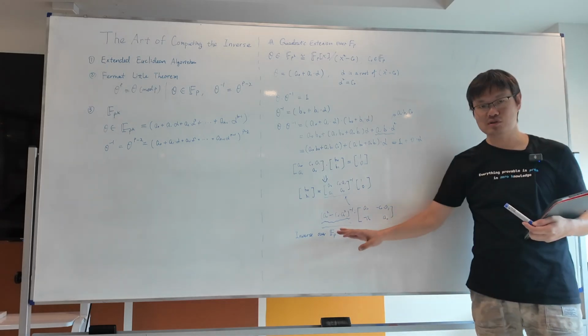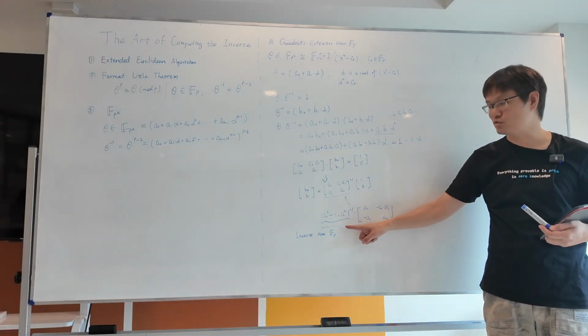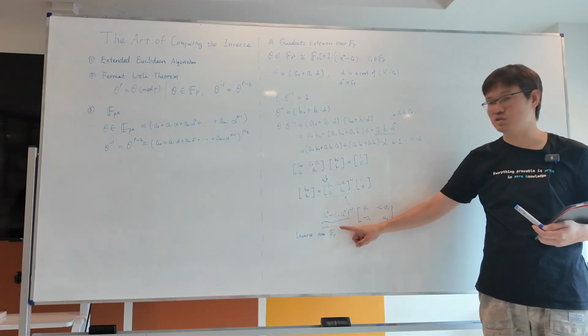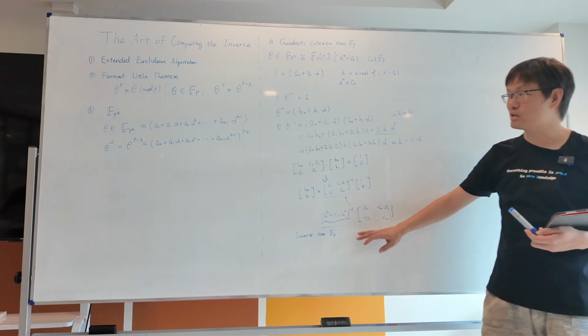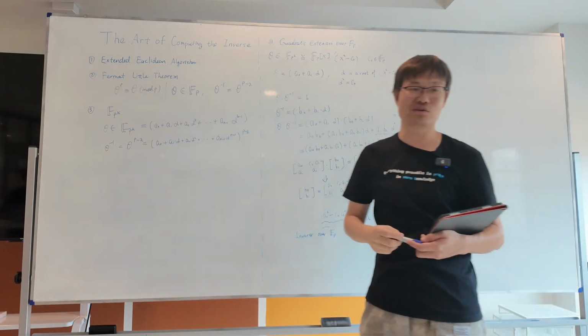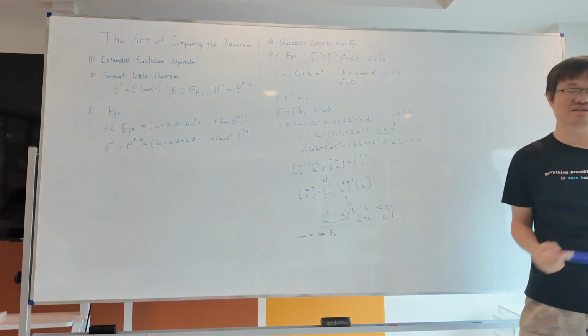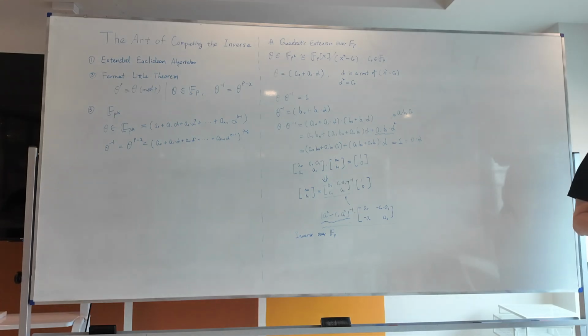So now the computation task is reduced to computing this inverse over the base field. Now we can use either Fermat's little theorem or the extended Euclidean algorithm to compute this inversion.